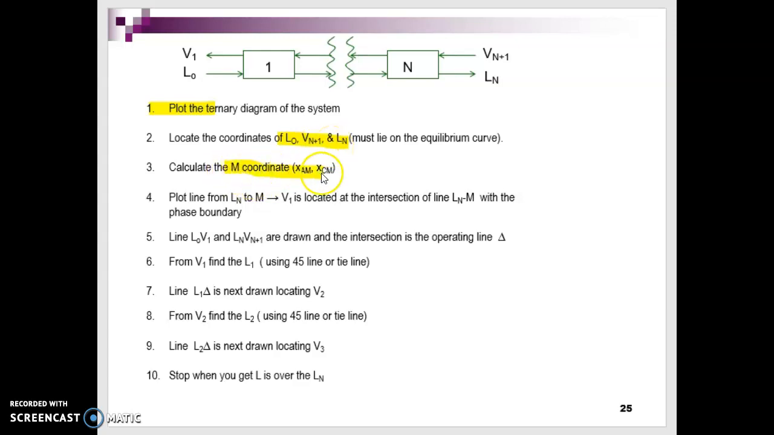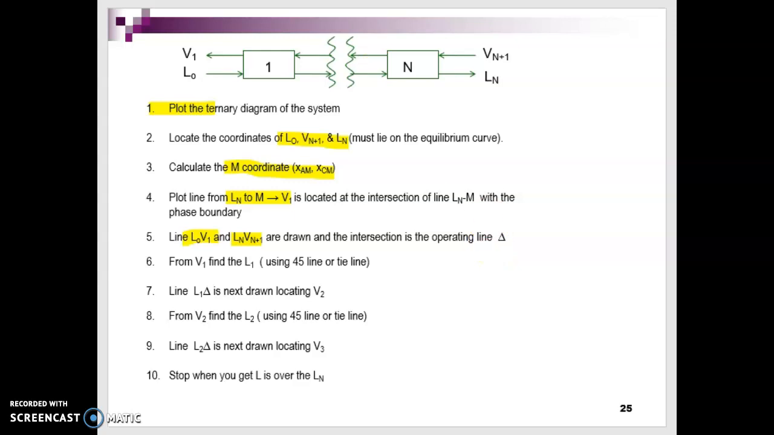Next, the M coordinate. You need to do a balance to find the M coordinate. Next, you connect Ln. Since we have the value for Ln, connect it to M, and you will obtain your V1 coordinates. It is located at the intersection of the line LnM with the phase boundary. So the lines L naught, V1 and Ln, Vn plus 1 are drawn. The intersection is the operating line.